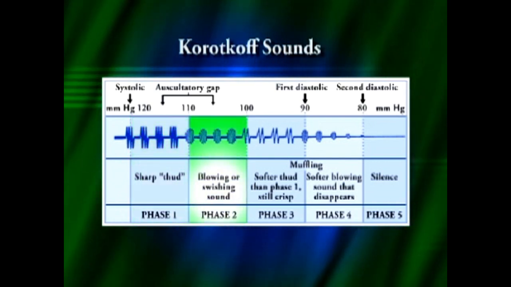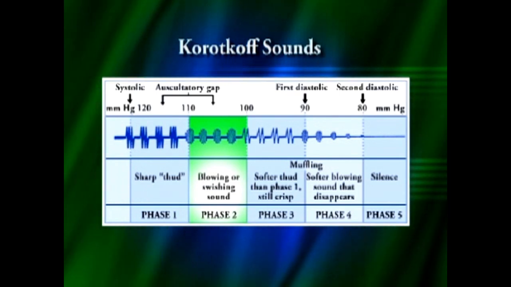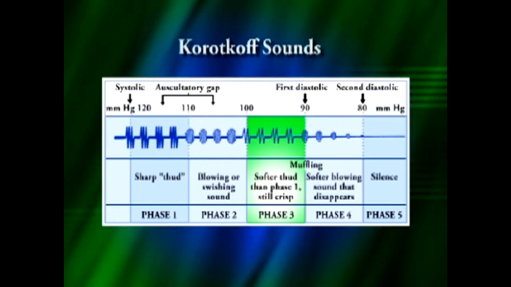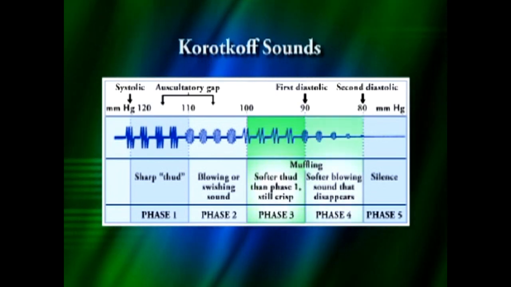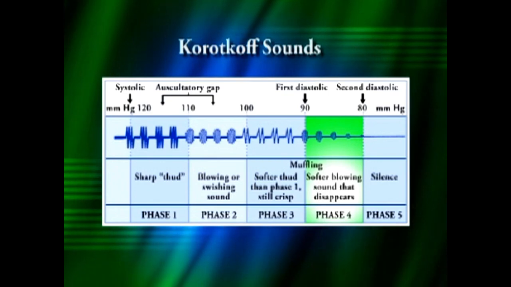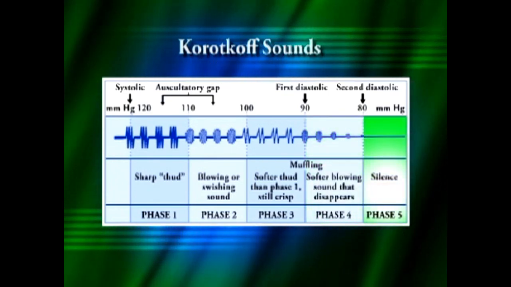In phase 2, blowing or swishing sounds are heard. In phase 3, crisp thuds grow soft. When they become muffled, that's the first diastolic pressure. In phase 4, softer blowing sounds disappear, indicating the second diastolic pressure. In phase 5, silence occurs.